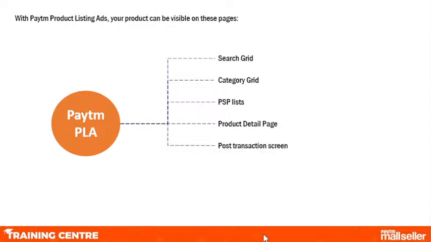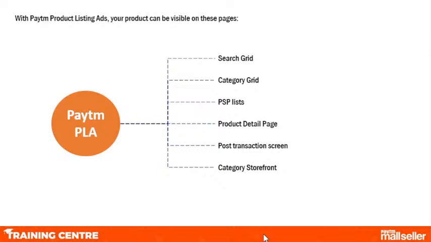Fifth, post-transaction screen. Here the sponsored product ads are placed on the post-transaction screen, or you can say the screen that opens when a customer places an order on paytmmall.com. Number 6, category storefront. Sponsored product ads which are placed on category stores.